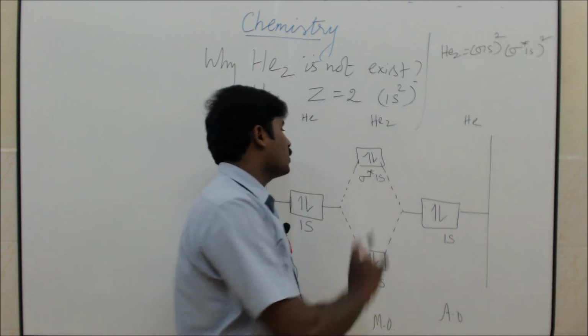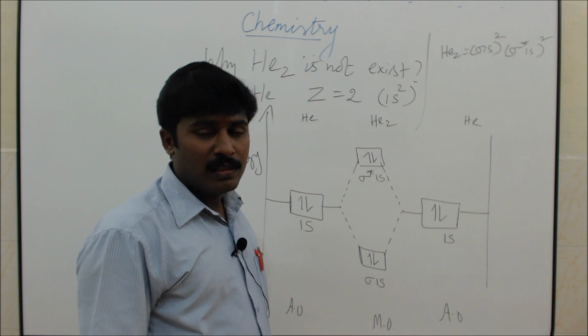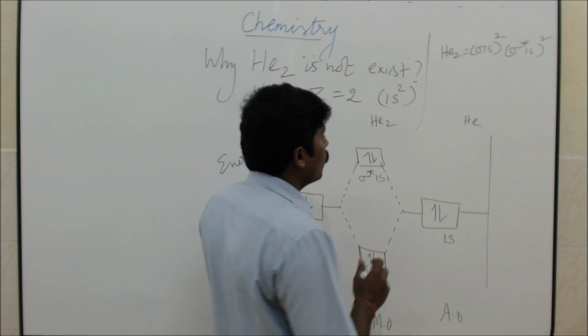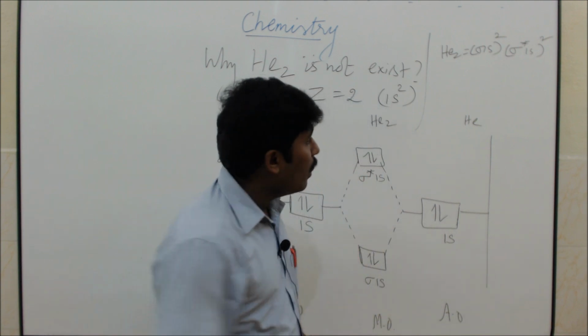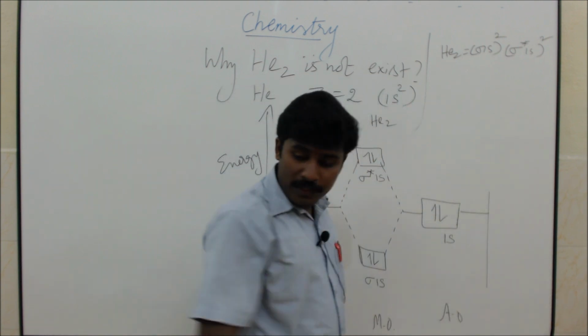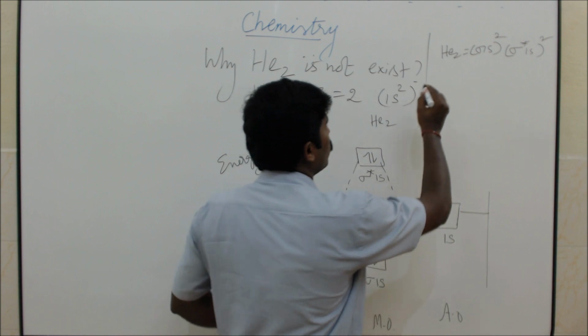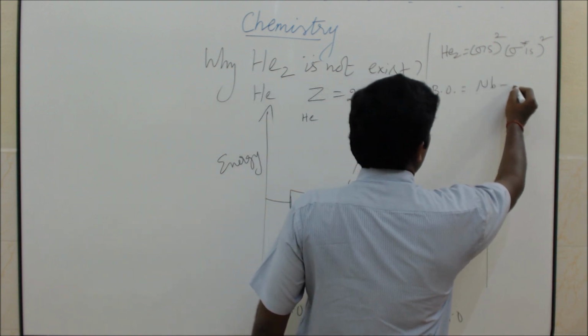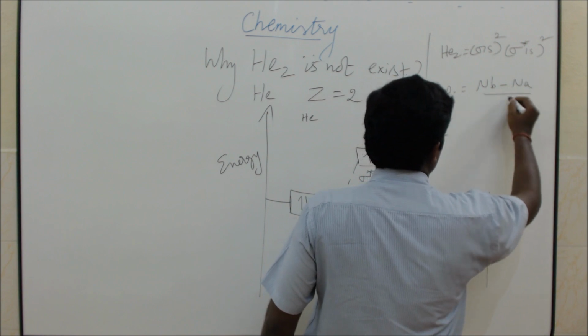Sigma 1s 2, sigma star 1s 2. That is the electronic configuration. Now you have to find the bond order for this hydrogen helium molecule. Bond order, you know the formula? Bond order is equal to Nb minus Na by 2.